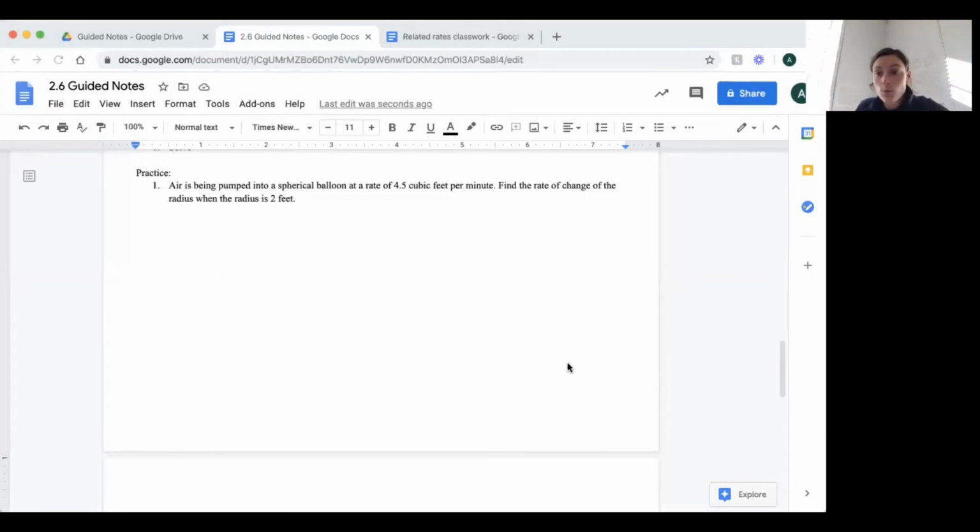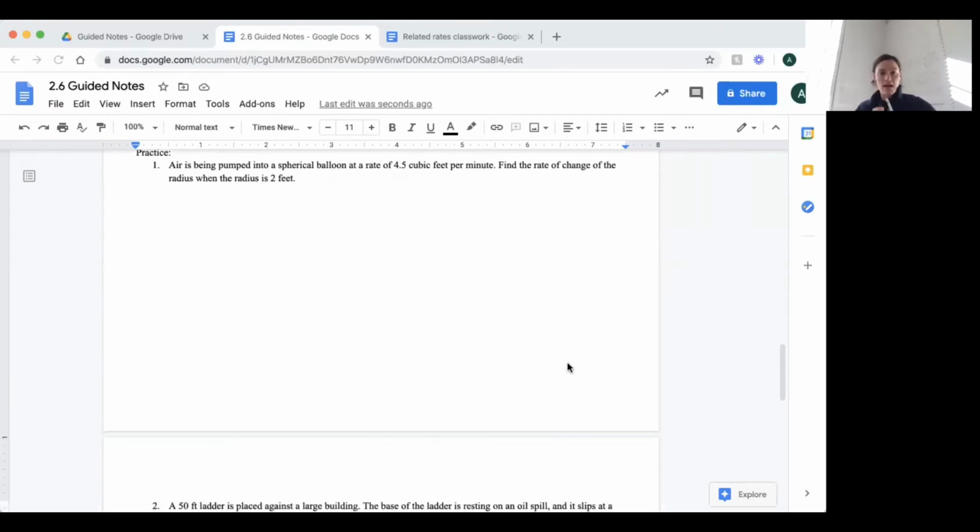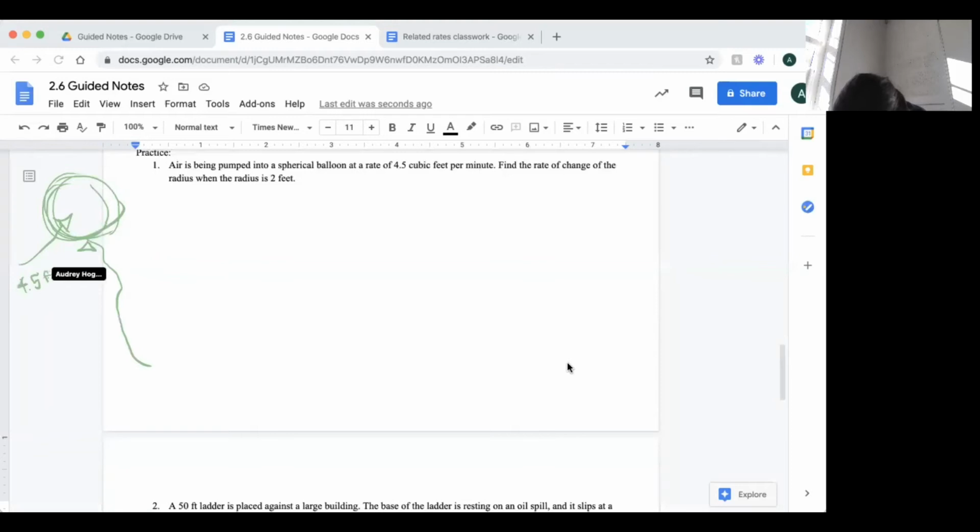Okay, so let's do some examples. Air is being pumped into a spherical balloon at a rate of 4.5 cubic feet per minute. So let's go ahead and draw a balloon that is a sphere, with the little string. Air is being pumped into the balloon, or maybe it wouldn't have a string yet if it was getting inflated, whatever, at a rate of 4.5 cubic feet per minute. Find the rate of change of the radius when the radius is 2 feet. So step 1, picture, check.